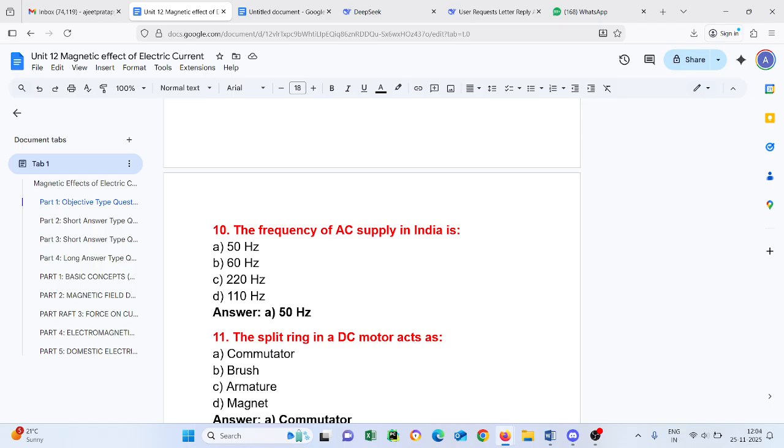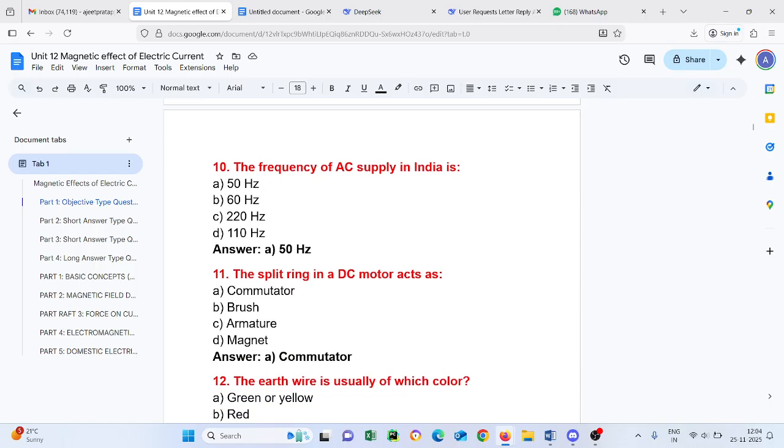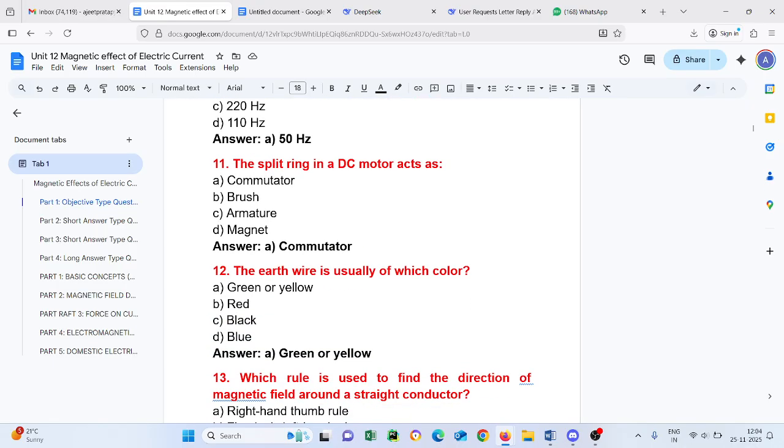Question number 11: the split ring in a DC motor acts as a commutator, brush, alternator, armature, or magnet. Commutator. Question number 12: the earth wire is usually of which color? Green or yellow color, red color, black color, blue color. The earth wire is usually green or yellow color.